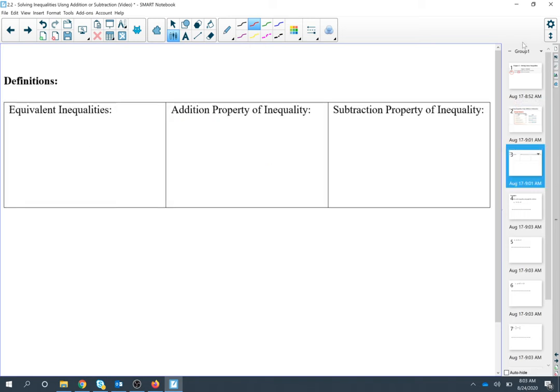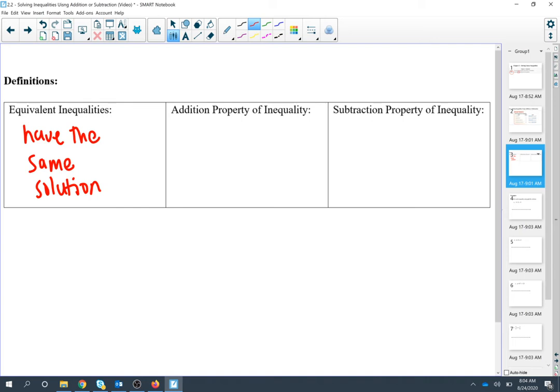Three new definitions. First of all, equivalent inequalities have the same solution. Just like equivalent equations had the same solution, equivalent inequalities have the same solution.